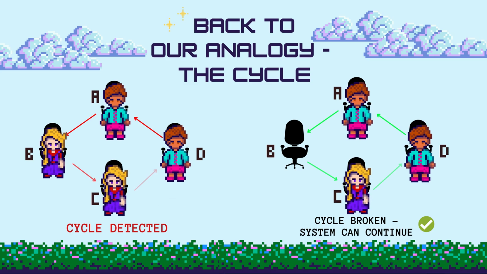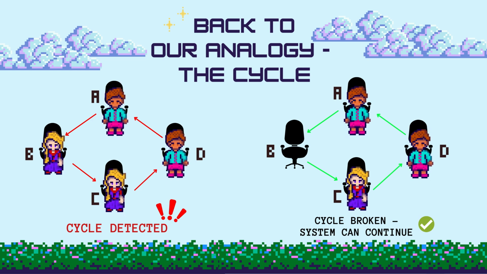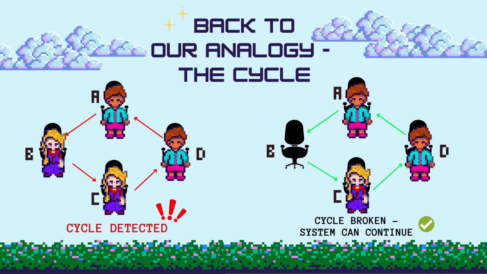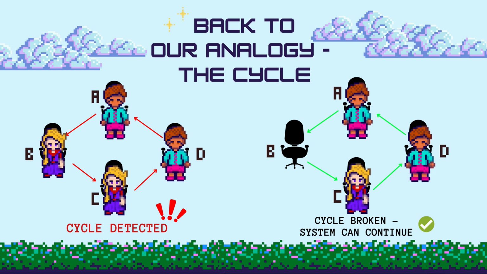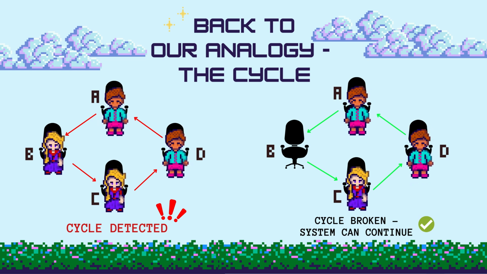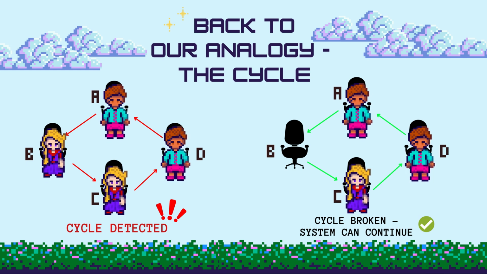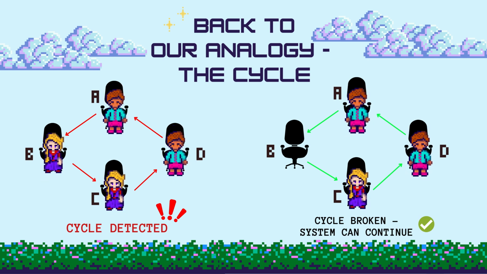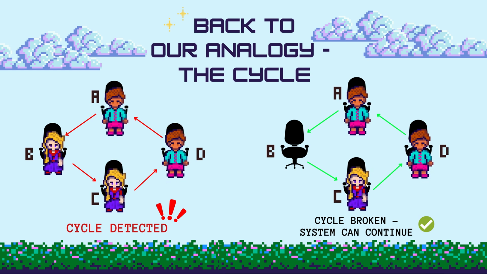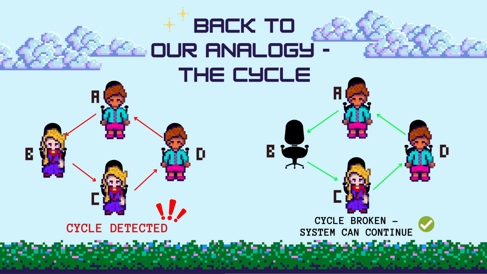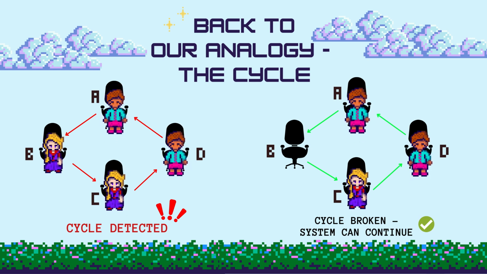Okay, let's go back to our cycle example. Let's look at the left side first. Everyone is waiting for someone else, and it goes in a circle. This creates a loop where everyone is stuck, nobody can move. That's what we call a cycle or a deadlock. But on the right side, one person is now waiting for a free chair instead of another person. This breaks the loop, so now everyone can take turns and the system keeps going. So the main idea is, if we break the cycle, things can continue working.